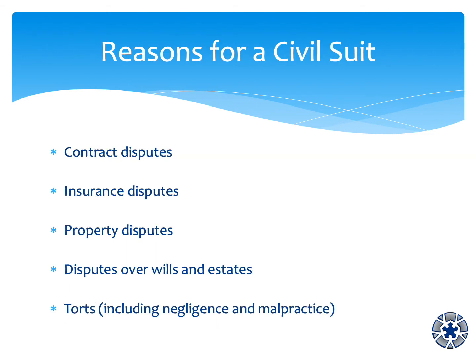Some of the types of matters that could result in a civil suit include contract disputes, insurance disputes, property disputes, disputes over wills and estates, and torts. Torts are civil wrongs that often result in things like personal injury or damage to property. Examples include negligence and malpractice.